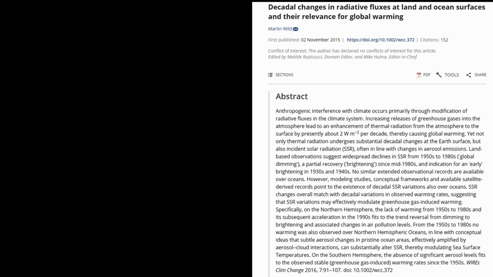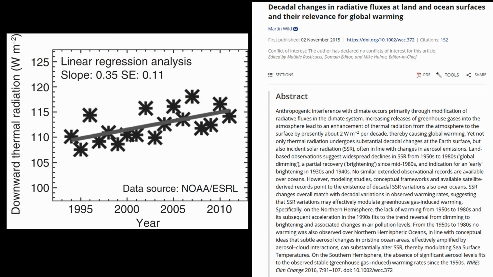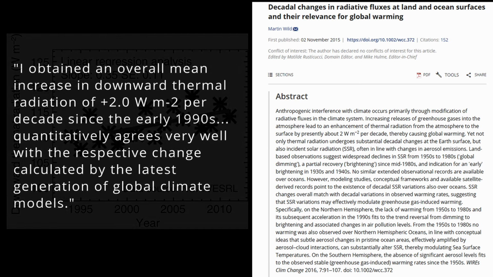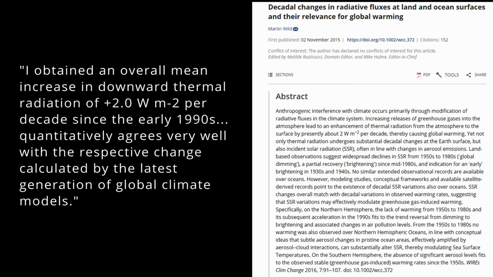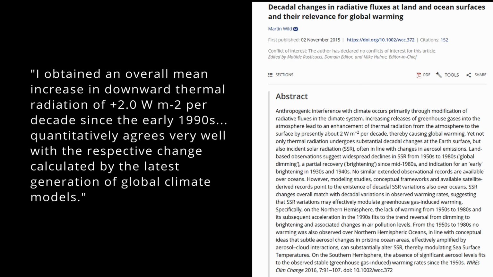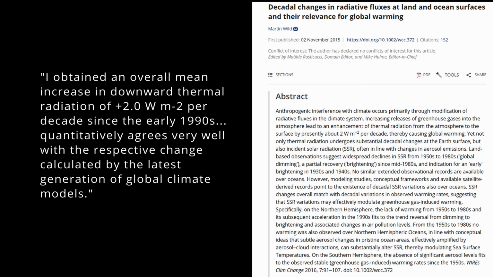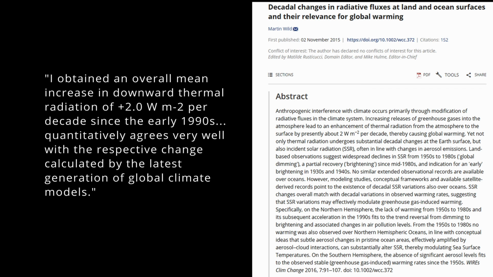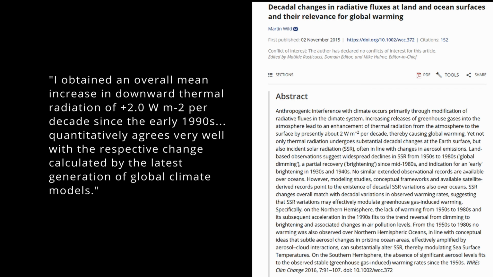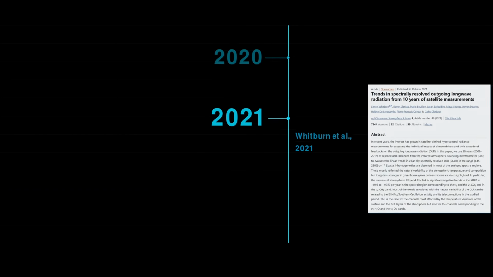We have another surface-based study, Wild 2017, using pyrgeometers from a network called the Baseline Surface Radiation Network. And you can see the trend, a very clear increase. The author notes, I obtained an overall mean increase in downward thermal radiation of 2 watts per meter squared per decade since the early 1990s. This change in downward thermal radiation quantitatively agrees very well with the respective change calculated by the latest generation of global climate models.